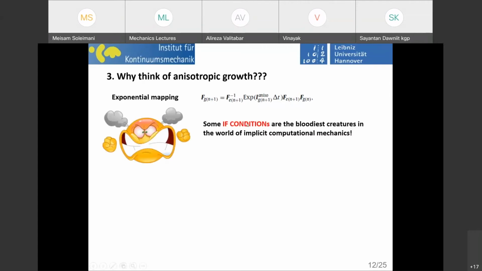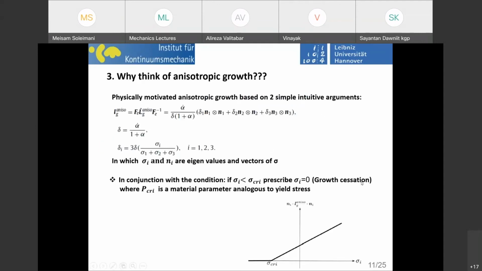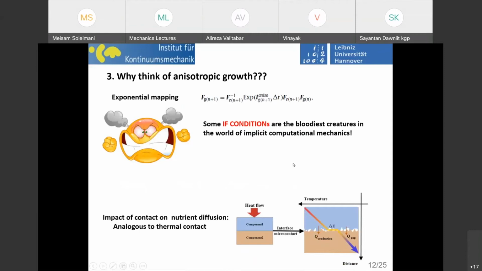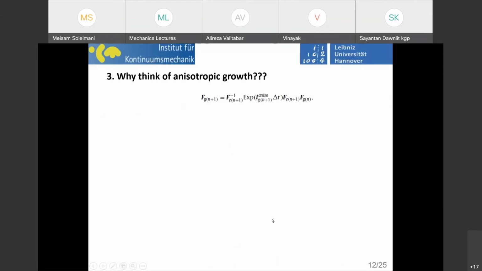But keep in mind that if you want to implement it, the if conditions are the bloodiest creature in the world. If you want to use implicit computational mechanics, and you already have this if, just look how complicated this implementation is. First, you need to compute the eigenvalues and eigenvectors of the stress at any point. So imagine that you are at a particular Gauss point. You need to first look at the stress tensor, compute its eigenvalues and eigenvectors, and then build your growth, and then apply this if. And that if, of course, you need to regularize it. So this is just a little thing for those who are interested in these little things in implementation. You need to regularize this point, otherwise you would get a very bad tangent of it.